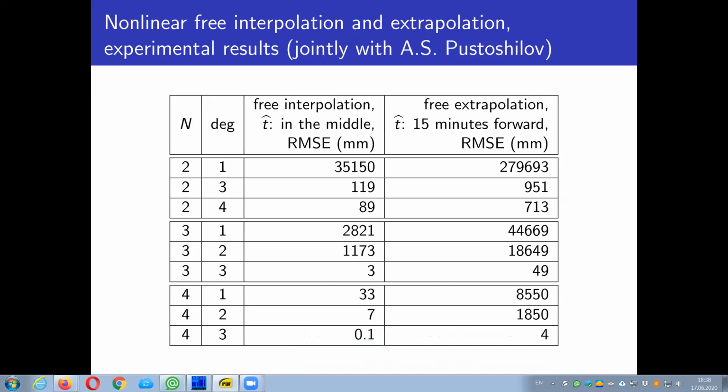Good. So in principle, using the nonlinear approach and all three coordinates in one formula, we really obtain good precision, even for extrapolation. But still the number of points is 3 or better 4. Why are 2 points insufficient? In fact, it's quite easy to understand.